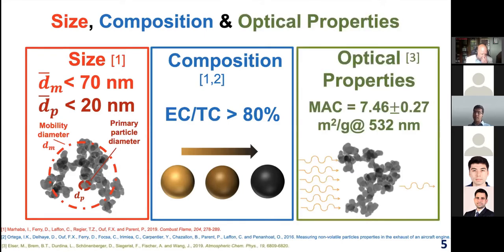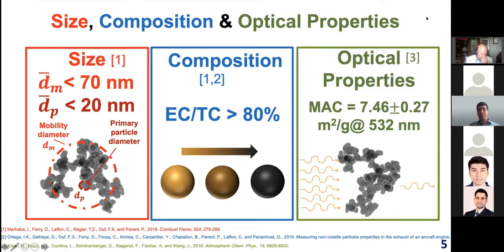And the third most important characteristic of these particles or emissions is their optical properties. Because they are so rich in elemental carbon, their optical properties, quantified by their mass absorption cross-section, is around 7.5 square meters per gram.